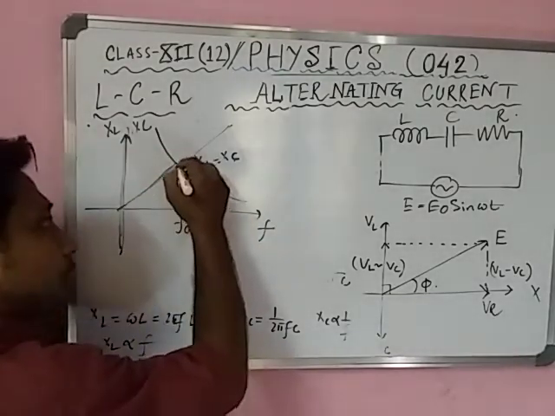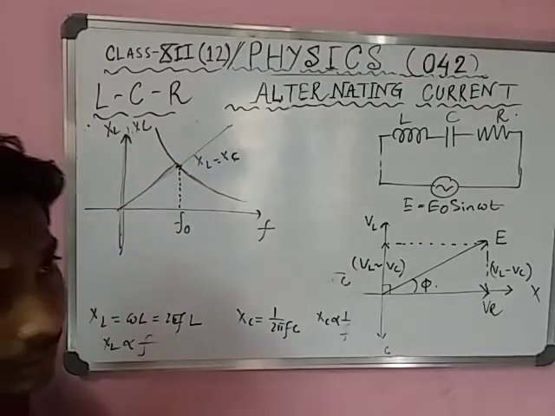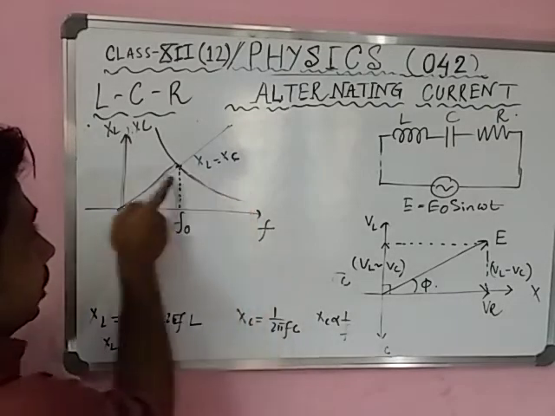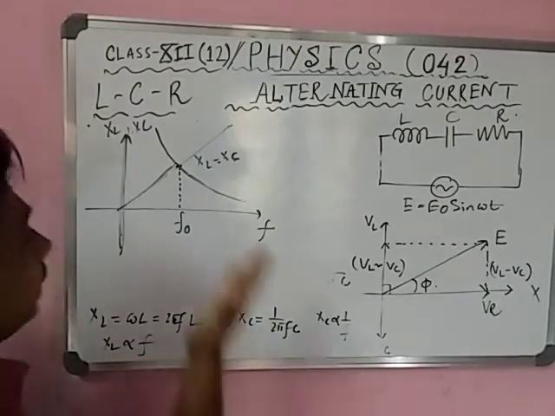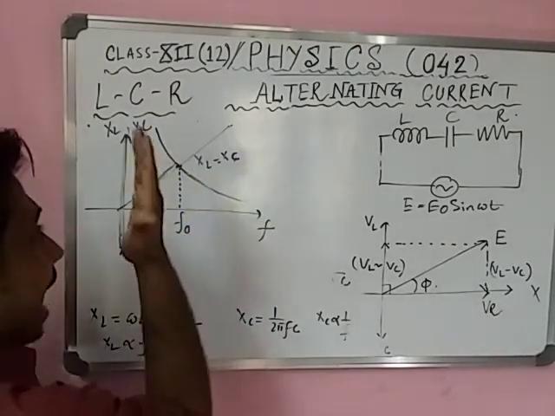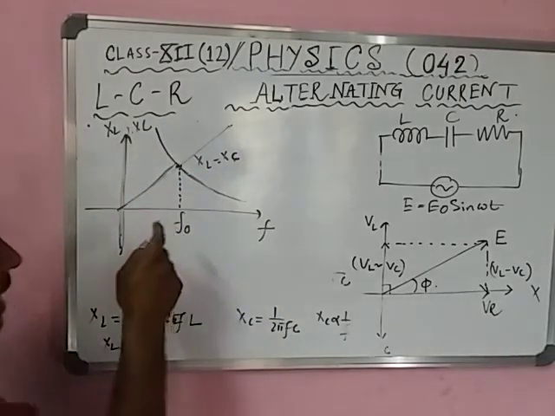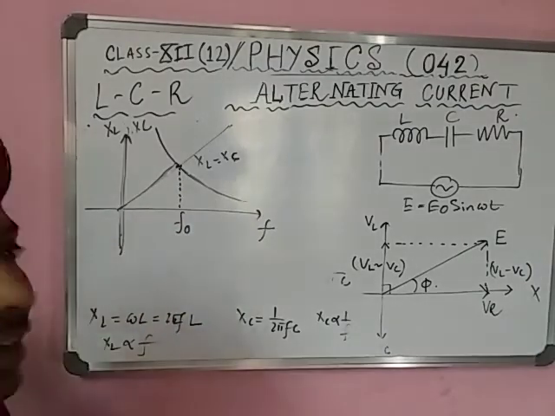Now the junction point. This junction point is where XL equals XC, because the curves intersect. Intersecting means XL equals XC. Understood? So at that point, we can say this frequency is called the resonant frequency.